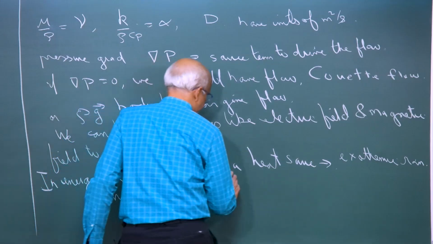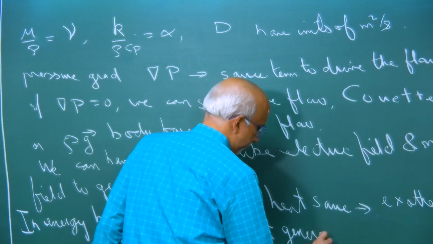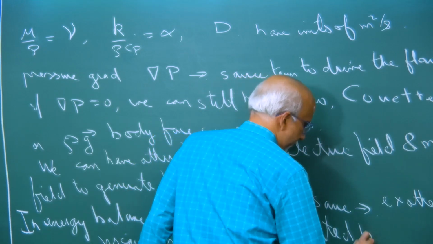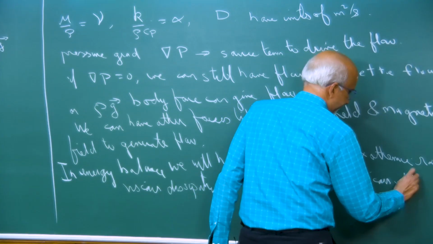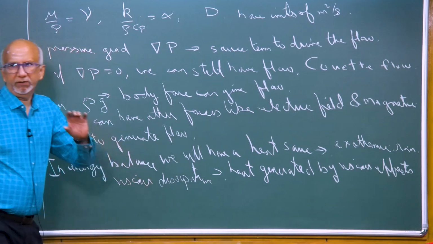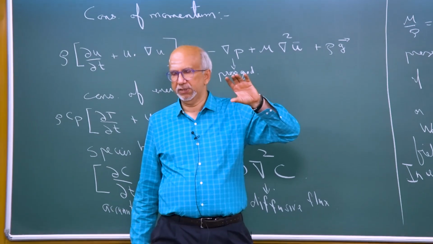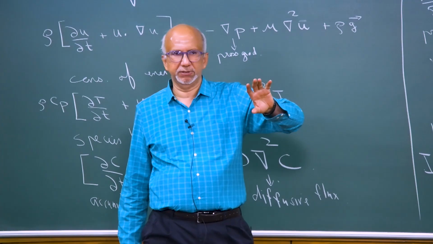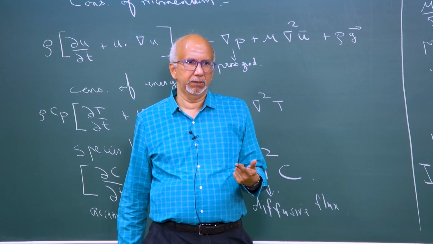What is this? Heat generated by viscous effects. So, if you have a fluid flow in a pipe, you will have viscous effects, and if the fluid is sufficiently viscous, okay, you will have heat generation added.